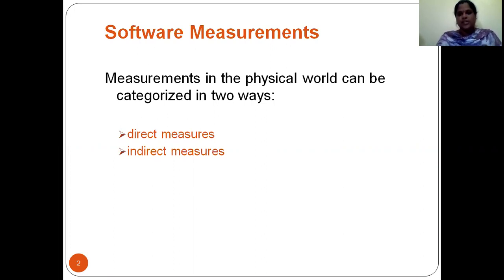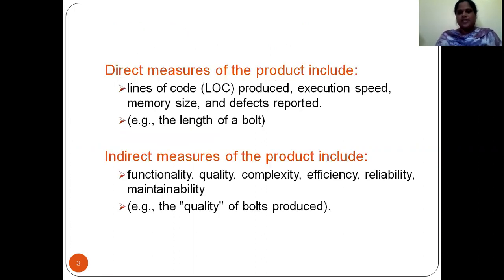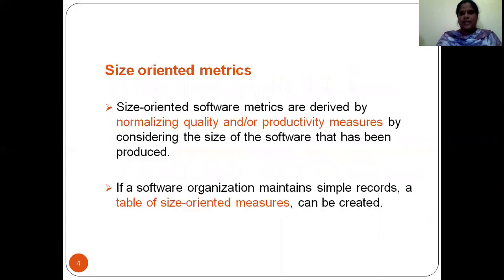Indirect measurements depend upon the quality of the project, the functionality of the project and the product, the entire building of the product. This entire thing comes under the indirect measurements. Direct measurements of the products include, as I said, lines of code, execution speed, memory size, and everything comes under direct measurements. When it comes to the indirect measurements, it comes under functionality, quality, complexity, efficiency, reliability, or maintainability of the product, whatever you are building.